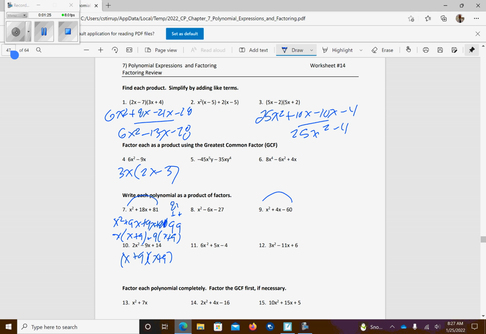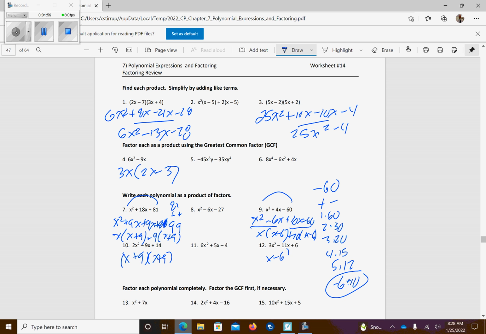Okay, we're going to multiply those together, so we have negative 60. So we have alternating signs: 1 and 60, 2 and 30, 3 and 20, 4 and 15, 5 and 12, 6 and 10. 6 and 10 are totally going to work, where we're going to have a positive 10 and negative 6. So I have x squared minus 6x plus 10x minus 60. Factor an x out of those first two, so that's x minus 6. Factor a positive 10, so that's x minus 6. So my answer is going to be x minus 6, x plus 10.